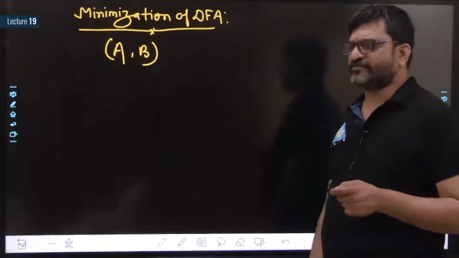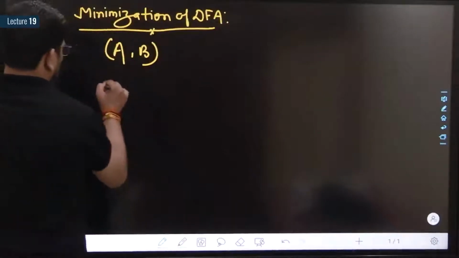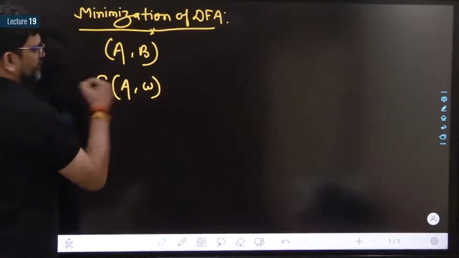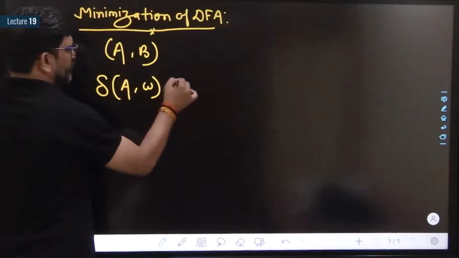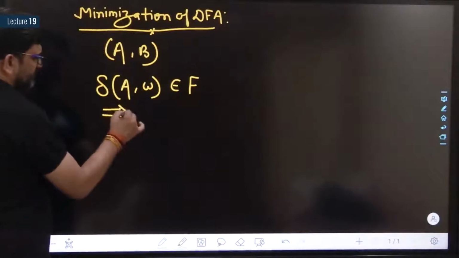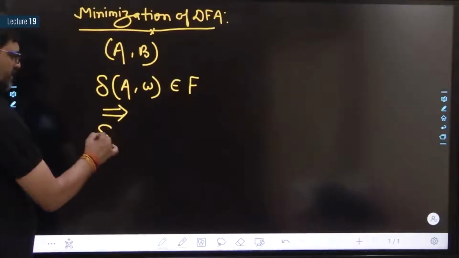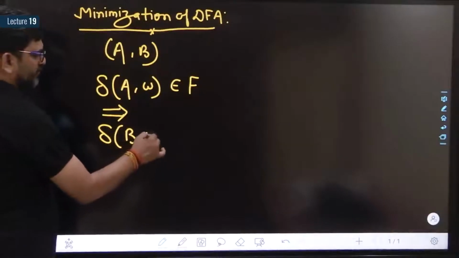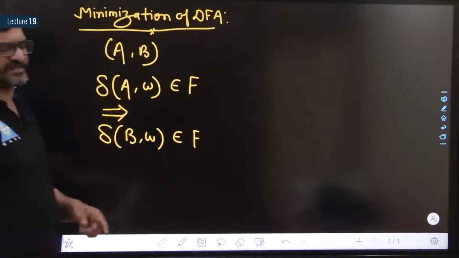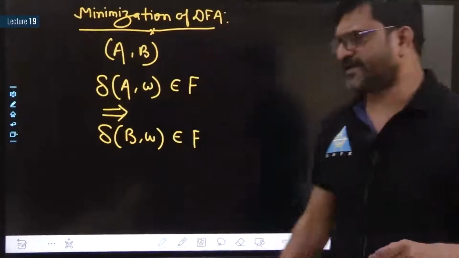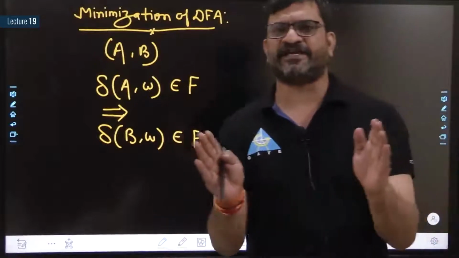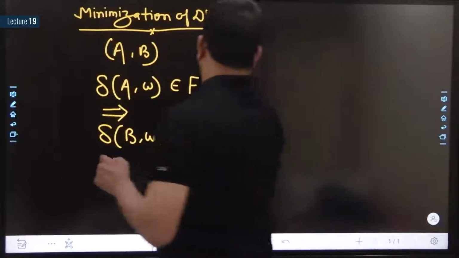When are these two states equivalent? If A on W belongs to a final state, that implies that B on W goes to a final state. If this condition is satisfied, then we can say A and B are equivalent states, and we can merge them.